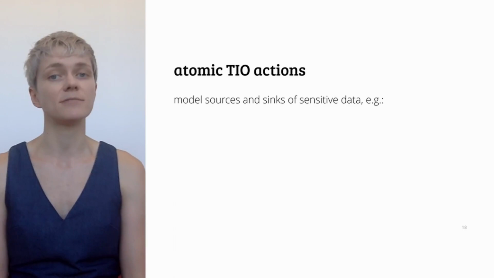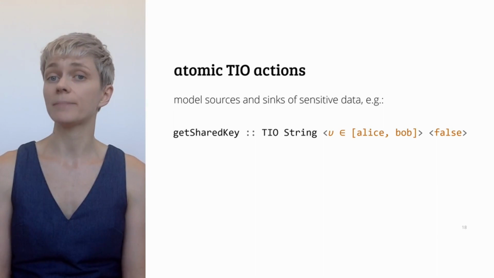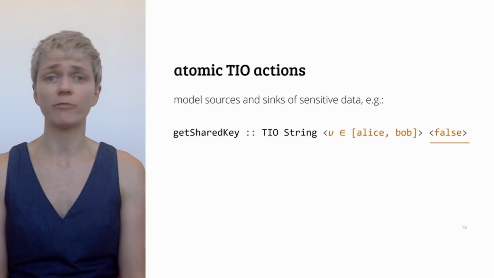For example, if my program can access a shared key that belongs to Alice and Bob, I can give this action the following type. Here, the input label specifies that the key is only visible to Alice and Bob, while the output label false guarantees that this computation will not perform any user-visible output.